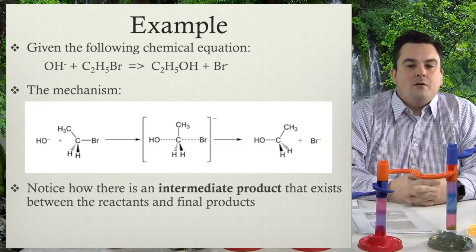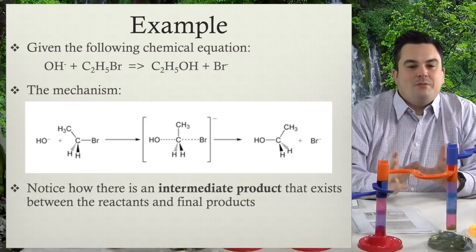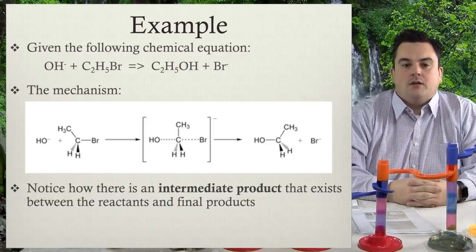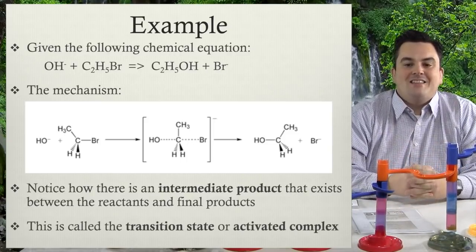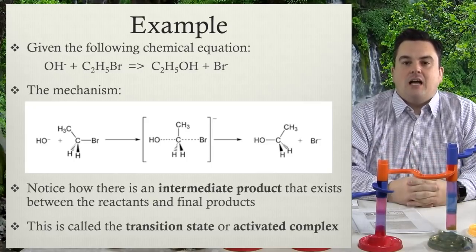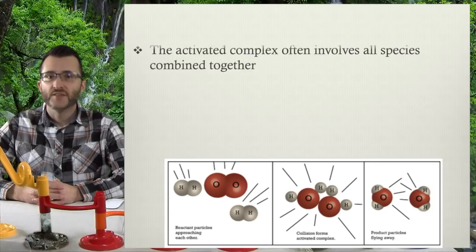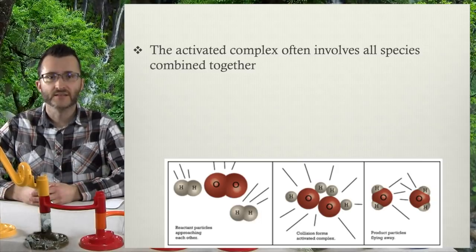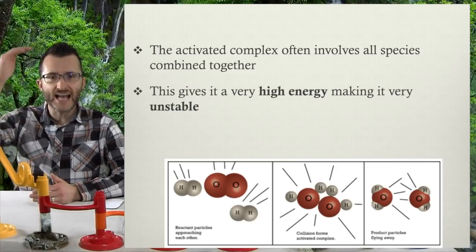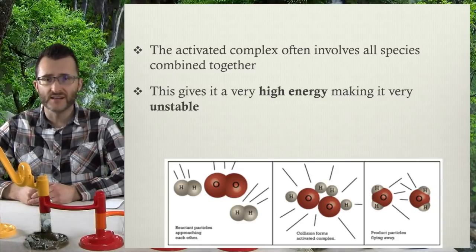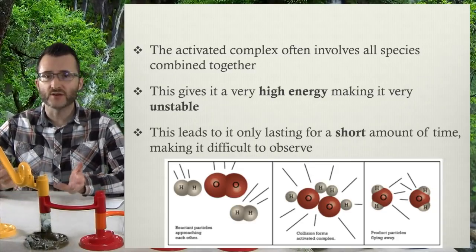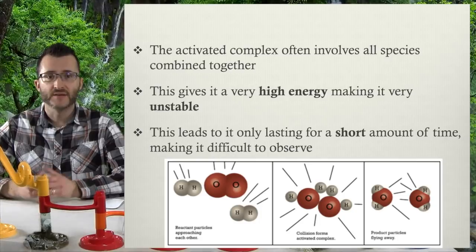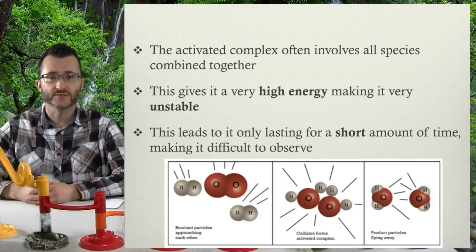Notice how there is an intermediate product that exists between the reactants and final products. This is called the transition state, or activated complex. The activated complex often involves all species combined together. This gives it a very high energy, making it very unstable. This leads to it only lasting for a short amount of time, making it difficult to observe.